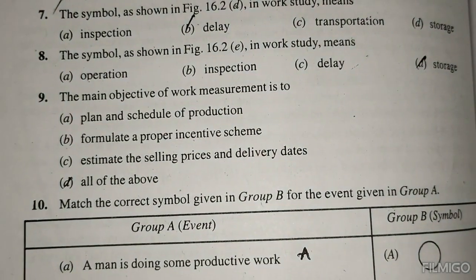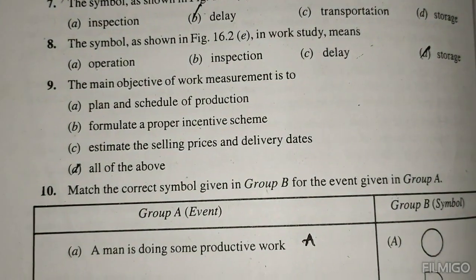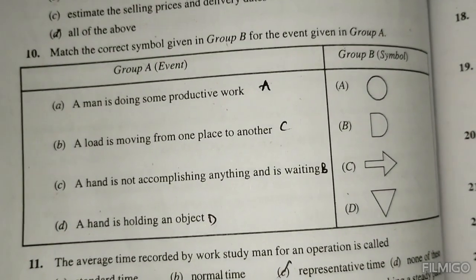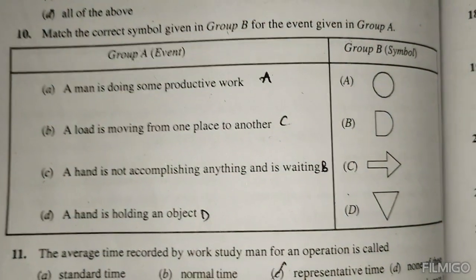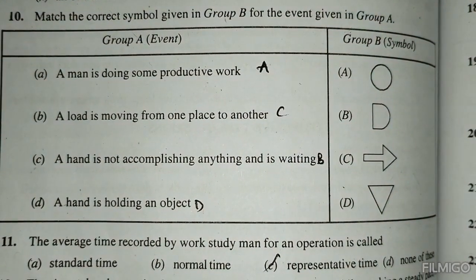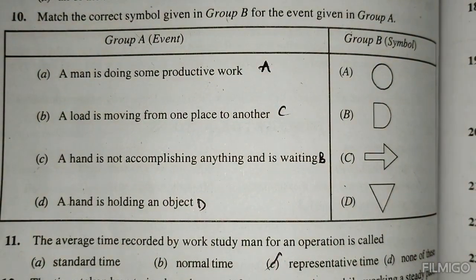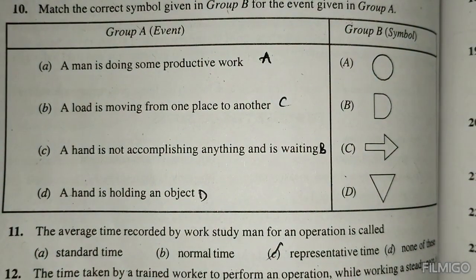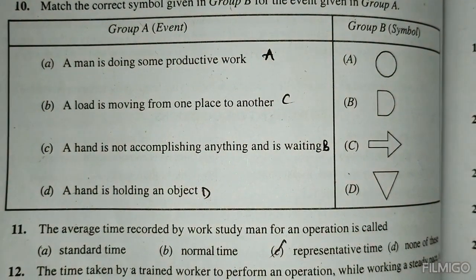The main objective of work measurement is to plan, formulate and estimate, all of the above. A: a hand is doing some productive work. A: a load moving from one place to another. C: a hand is not accomplishing anything and is waiting. B: a hand is holding an object.